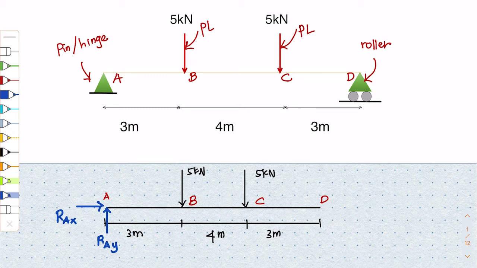Okay. And for the support at D, this is roller. So roller allow for moment, which means boleh rotate, and allow for horizontal movement. X axis dia allow. Therefore, one thing yang dia tak allow adalah arah Y direction movement. Therefore, I put here RDY. So itu yang kita nak cari.